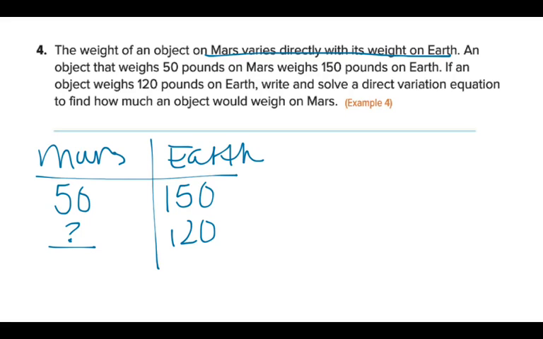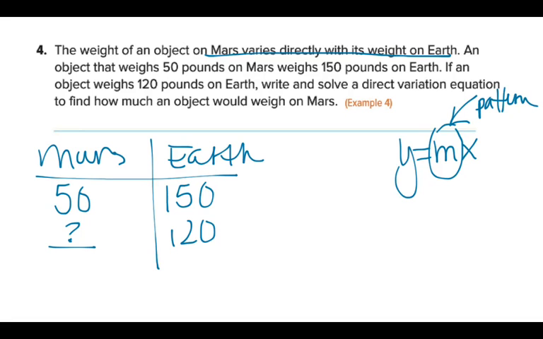Now, because it told us it varies directly, that means there's a pattern that we can follow. The other thing is all of our equations are in the form y equals mx. So our patterns are multiplication or division patterns. The reason we know that is because our m is our unit rate. This is our pattern. And our pattern is being multiplied by x. mx means m times x. So because our pattern is being multiplied by x, the pattern is going to be a multiplication problem or division.